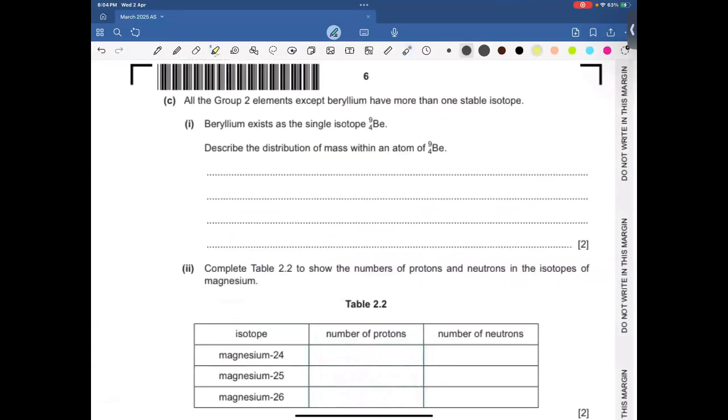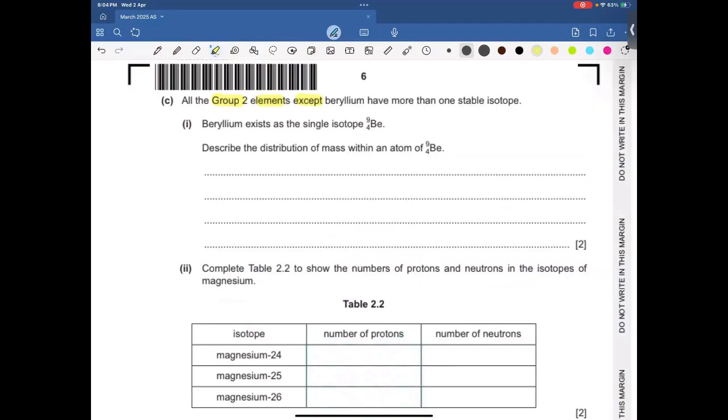Part C. All the group 2 elements except beryllium have more than one stable isotope. Beryllium exists as a single isotope, Be-9. Describe the distribution of mass within an atom of beryllium. First of all, let me check the atomic number and the mass number. So we have 4 protons here and 5 neutrons here.